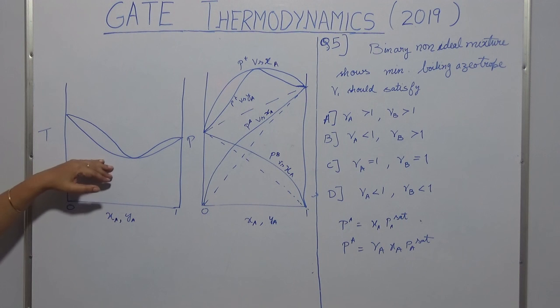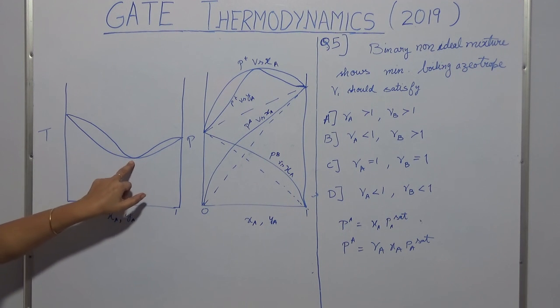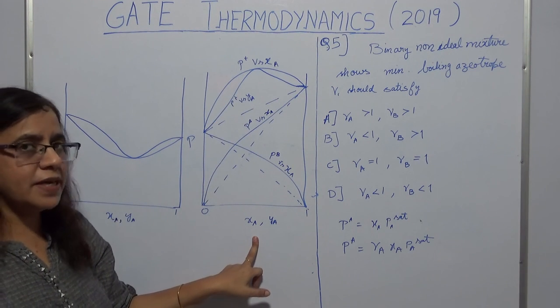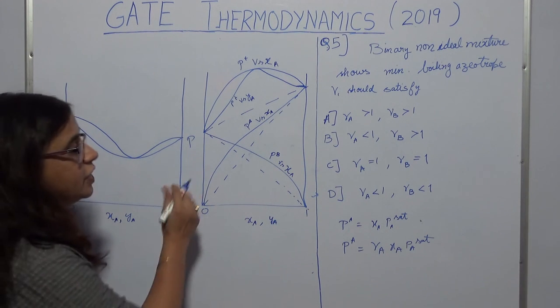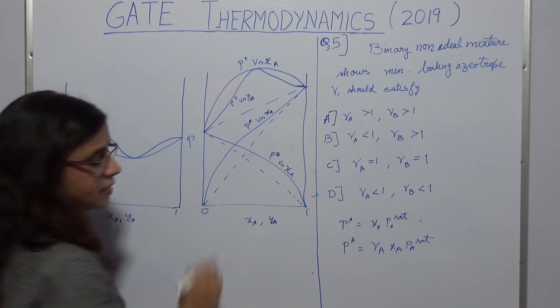So when it says that it shows a minimum boiling azeotrope, then you have a minimum in the boiling point over here, as you see. That will correspond to a maximum in the pressure when you plot it on a Pxy plot. So what you see over here is that if you have two components, I have plotted PA versus XA and PB versus XA.